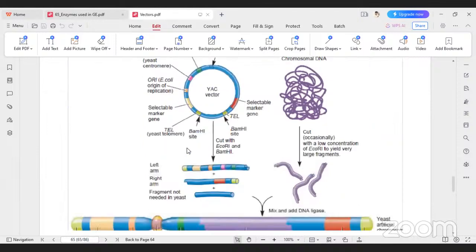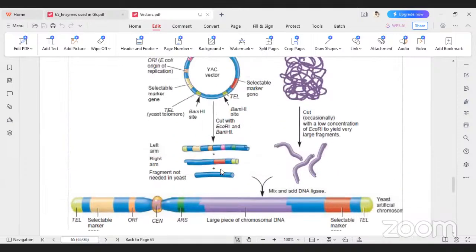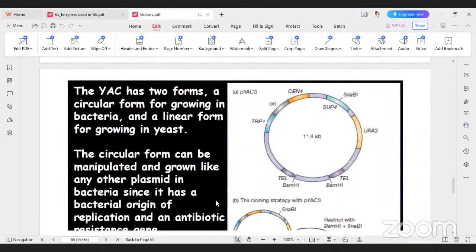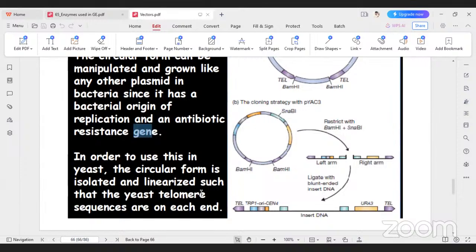So, the cloning procedure. The YAC has two forms: a circular form, growing in bacteria, and a linear form. The circular form can be manipulated and can grow like any other plasmid in bacteria, so it has a bacterial origin of replication and antibiotic resistance genes. In order to use it in yeast, the circular form is isolated and linearized. In bacteria it is circular, but to be used in a yeast cell it needs to be linearized.